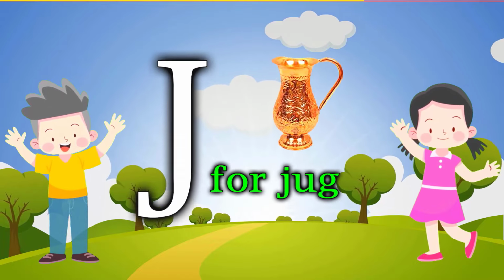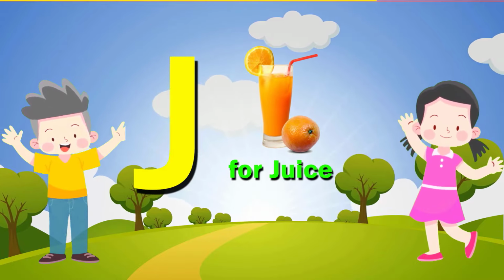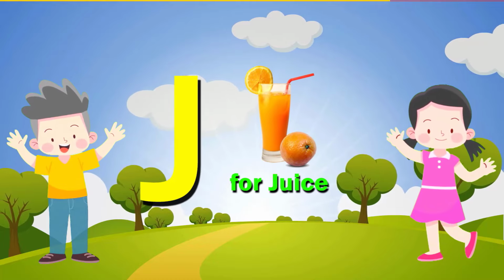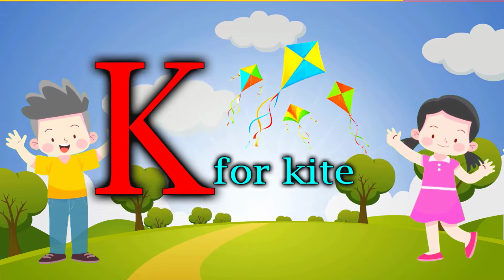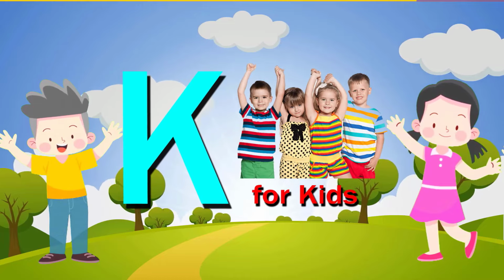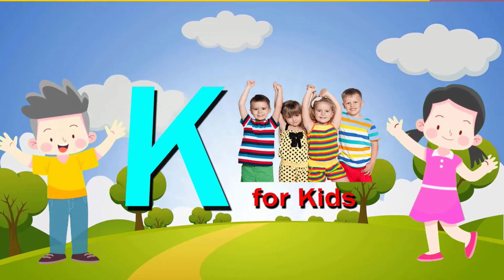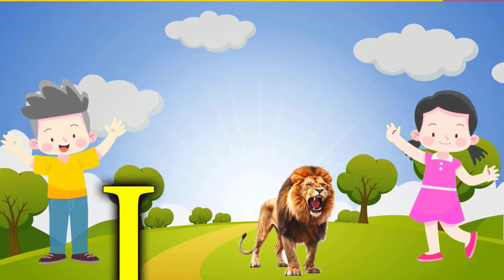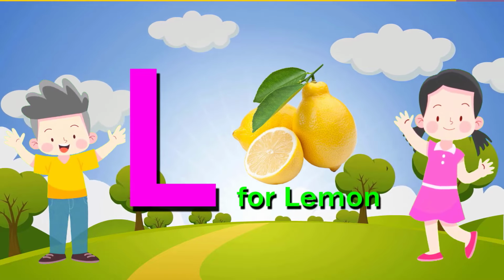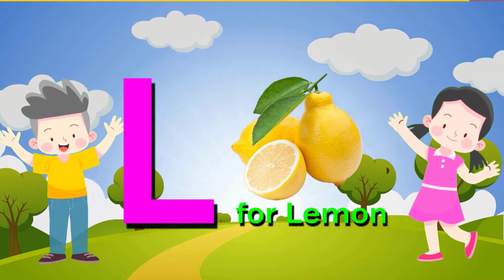J for jug, J for juice. K for kite, K for kids. L for lion, L for lemon.